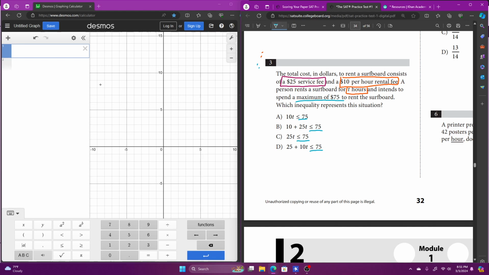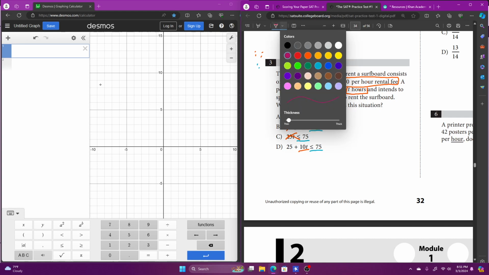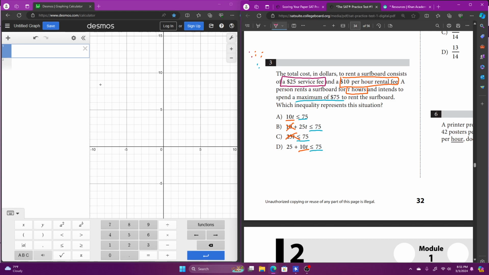And now when I look here at the $10 per hour rental fee for T hours, that's telling me that I need a T with my 10, right? That hours, I need the T to go with my 10. So this has it right. And this has that right. And then the last piece of information is your $25 service fee is included on answer choice D. It is not included on answer choice A. So D was our correct answer there.